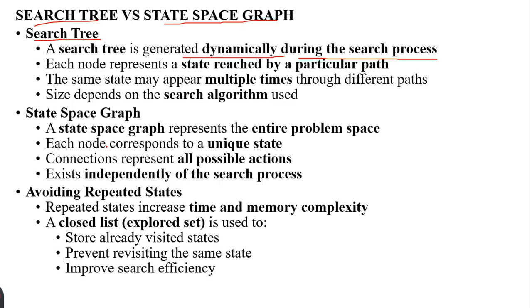Avoiding repeated states reduces the time and memory complexities. The closed list is used to store the already visited states. Preventing revisiting of the same state improves the search efficiency. So with the help of this search tree and state space search graph, we can solve the problems and check whether the problem is solved with the help of a tree structure format.